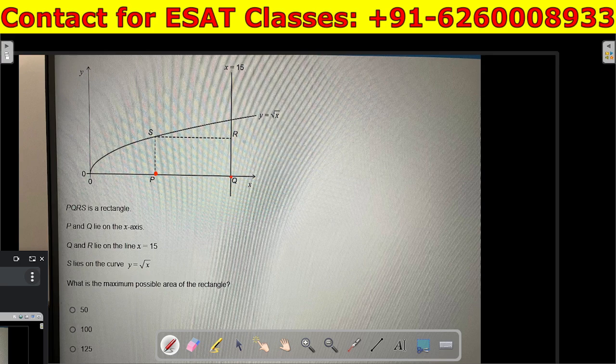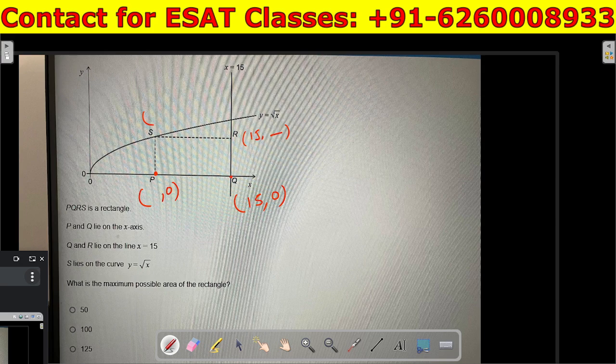So if Q and R are lying on x equals 15, it means the x coordinate will be 15. I don't know the y coordinate. The coordinate of Q is very clear. It should be (15, 0) because it's a point on the x-axis. Similarly, for P, I don't know the x coordinate, but I know the y coordinate will be 0. Similarly, S can be found. Can we find the x? No.